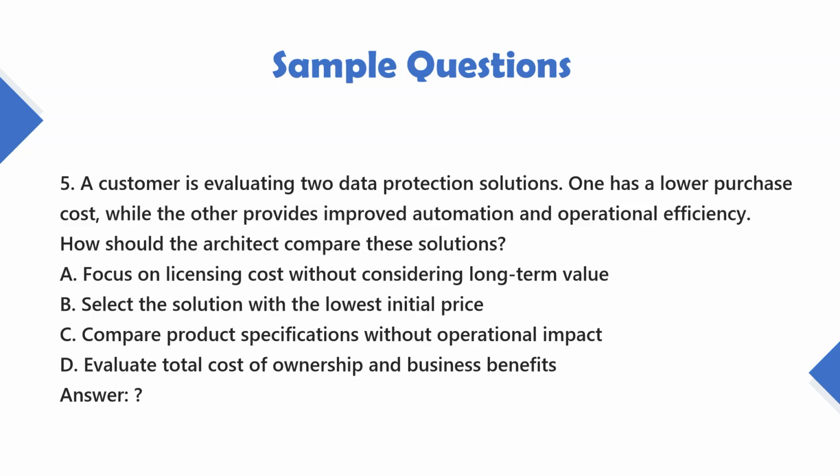5. A customer is evaluating 2 data protection solutions. One has a lower purchase cost, while the other provides improved automation and operational efficiency. How should the architect compare these solutions? A. Focus on licensing cost without considering long-term value. B. Select the solution with the lowest initial price. C. Compare product specifications without operational impact. D. Evaluate total cost of ownership and business benefits.